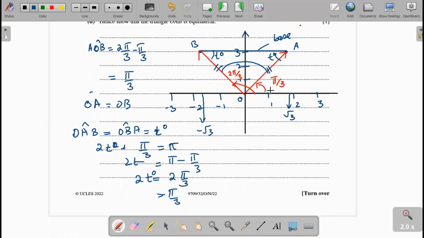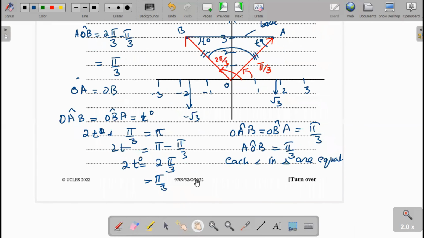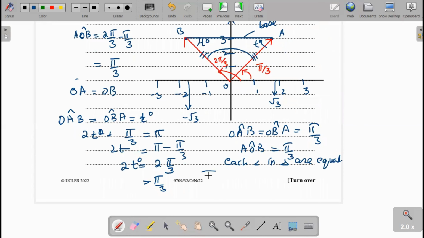Now you see here the angle OAB equal to angle OBA, that's equal to pi over 3. And you can see here the angle AOB is already pi over 3. Therefore, each angle in the triangle is equal. If three angles are equal in a triangle, that triangle is called an equilateral triangle. So hence, AOB is an equilateral triangle.